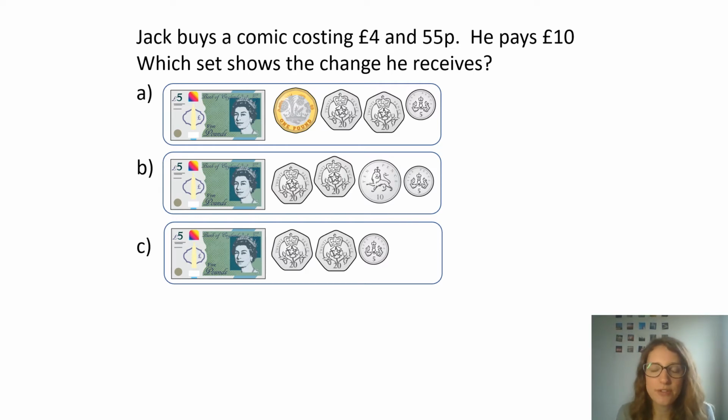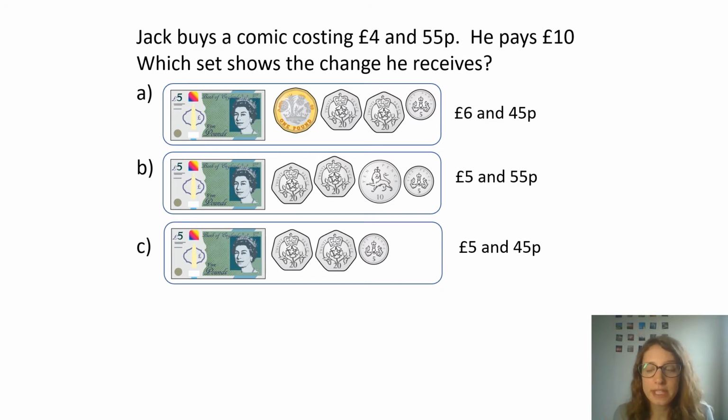Okay, so hopefully you've had a go at that. Let's have a look through. So first of all, I'm going to just check how much is in each set. Set A, we have £6.45. Set B, we have £5.55. And set C, we have £5.45. If seeing those three costs, you need to go back and check your working, just pause the video and come back when you're ready.